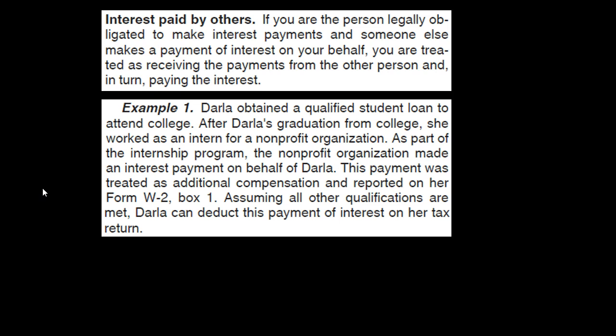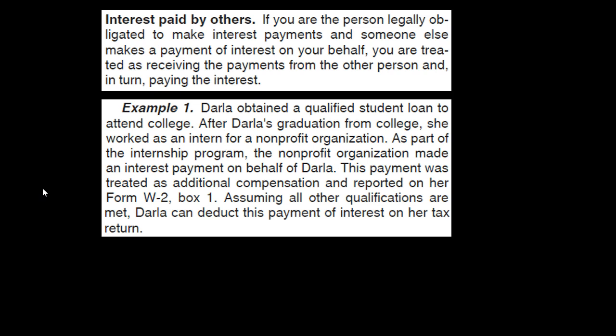Back to an example. Example 1. Darla obtained a qualified student loan to attend college. After Darla's graduation from college, she worked as an intern for a nonprofit organization. As part of the internship program, the nonprofit organization made interest payments on behalf of Darla. This payment was treated as additional compensation and reported on her Form W-2 Box 1. Assuming all other qualifications are met, Darla can deduct this payment of interest on her tax return.